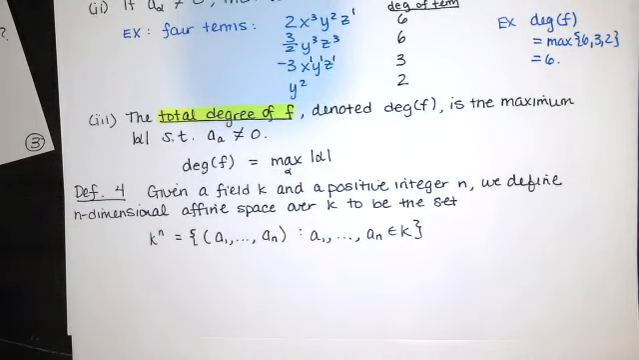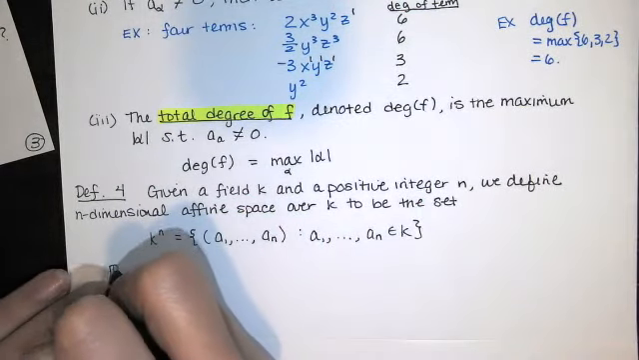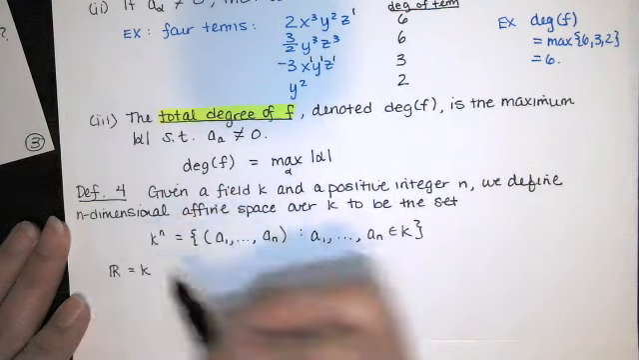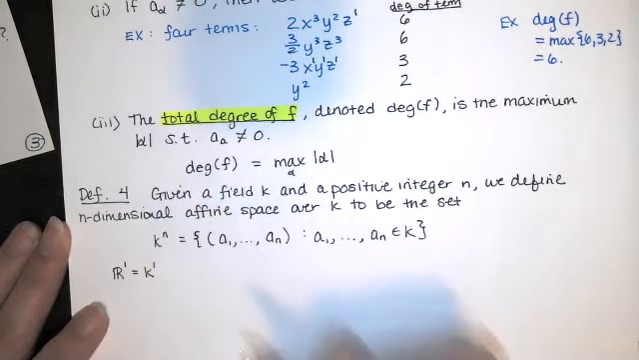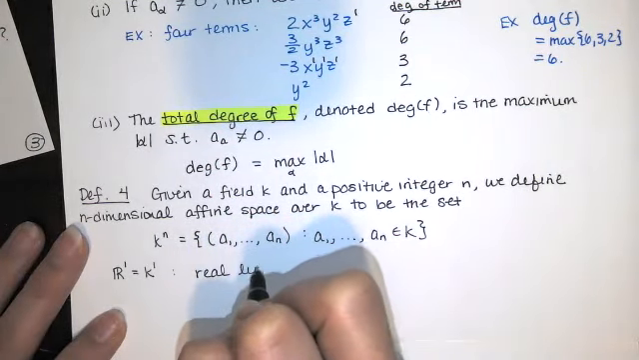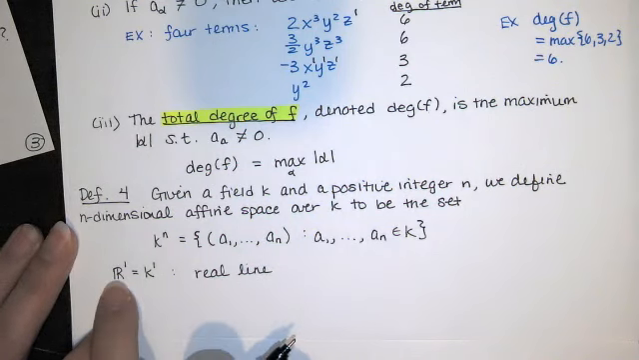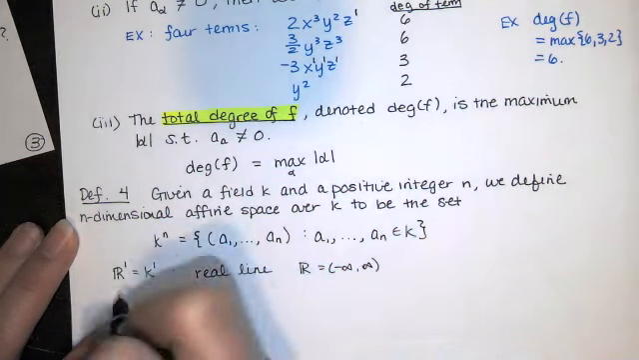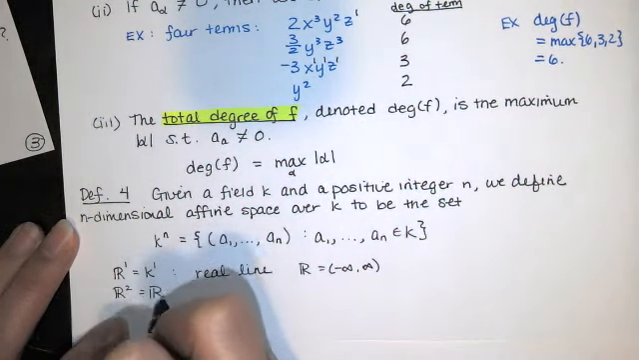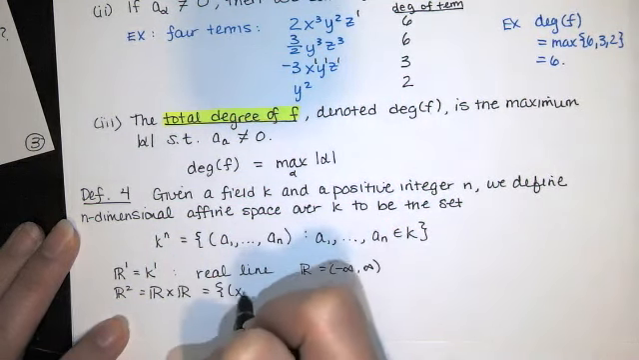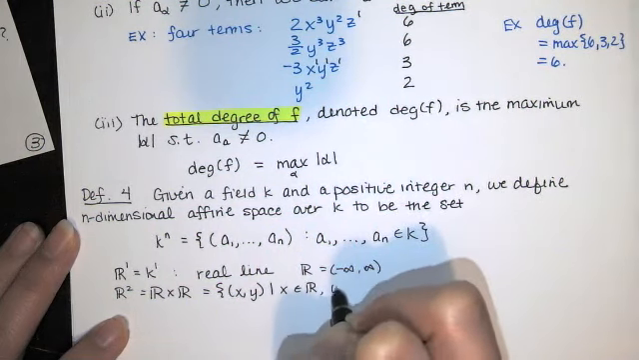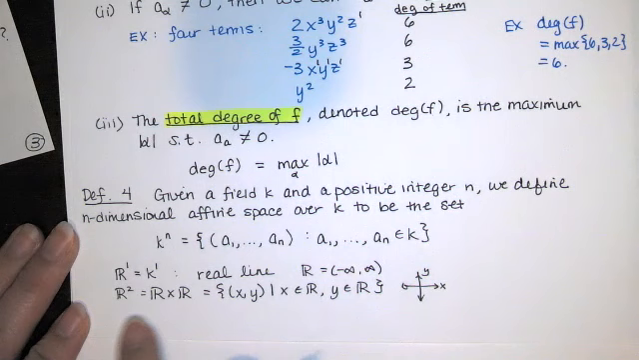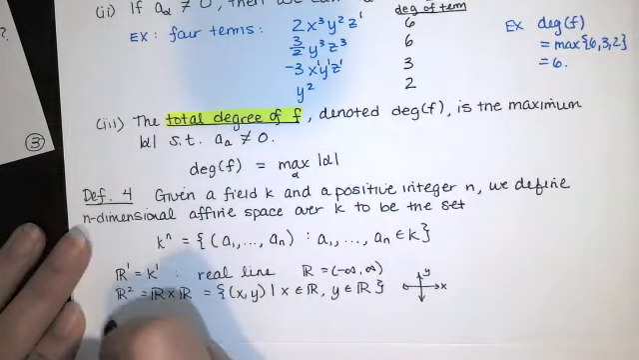And you've already worked with n-dimensional affine space. The real line is an example of this. We can think of that as just a k, because that's a field, and here n is obviously equal to 1. So that's the real line. And that's just a set of all real numbers, which we typically denote this way. R2, that's a set of all points, normally denoted by x and y, such that x is a real number and y is a real number. We visualize that with the entire XY plane. That's the plane, the real plane.